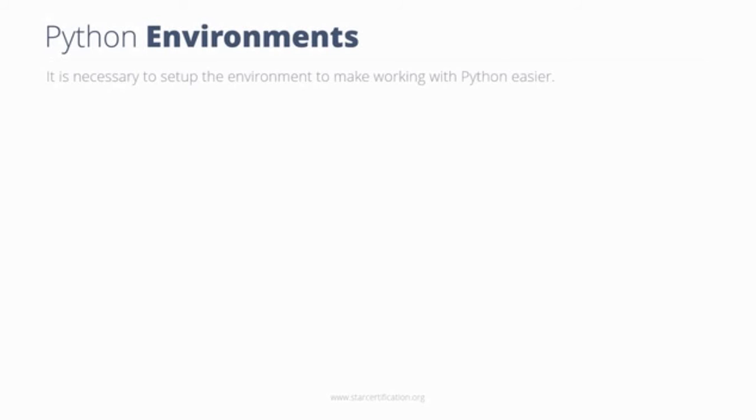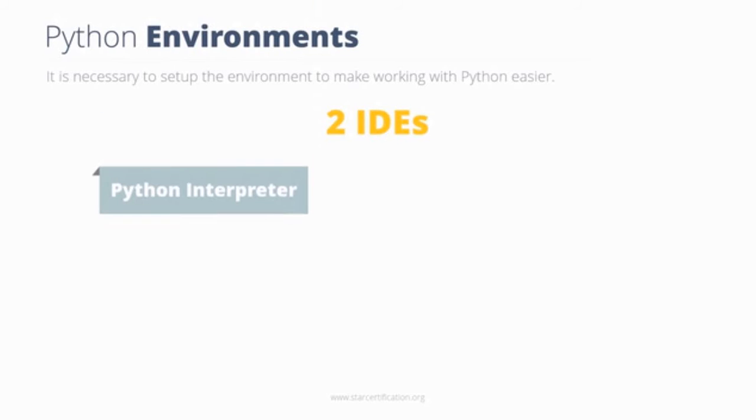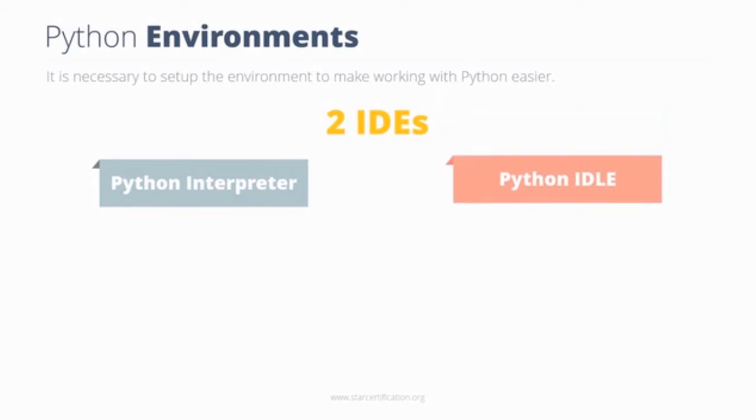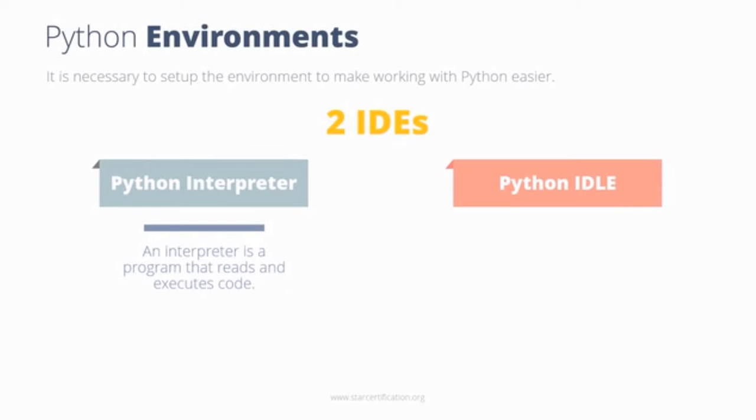It is necessary to set up the Python environment on a system to make working with Python easier. Python provides two integrated development environments for running programs: Python Interpreter and Python IDLE. An interpreter is a program that reads and executes code. Python IDLE is an integrated development environment for Python. A programmer can use the environments for running a Python program.